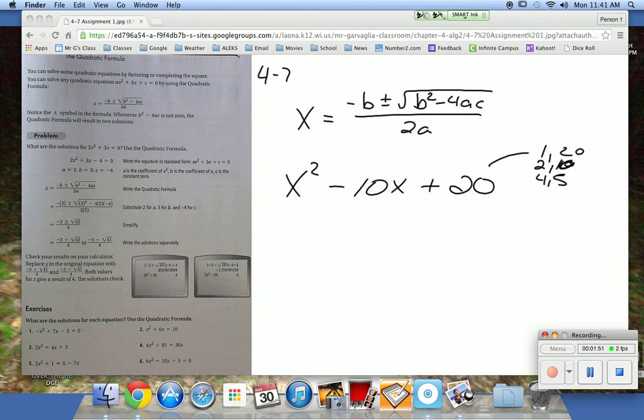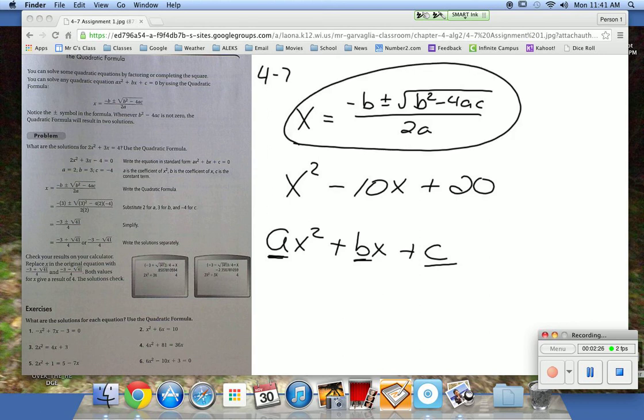So what do we do? We need to take this and put this into the quadratic formula. The quadratic formula is based off of this: ax squared plus bx plus c. All right? This coefficient out in front of the x squared is your a. The coefficient out in front of the x is your b, and then your constant down at the end is c. That's where they come from. So if we take this now and plug it into this formula here, we can figure out what our x's are going to be.